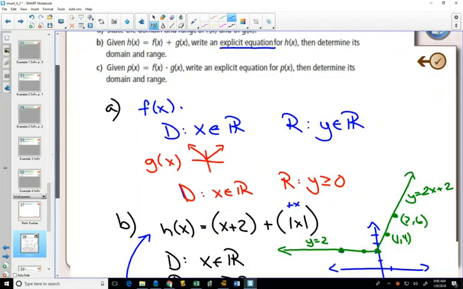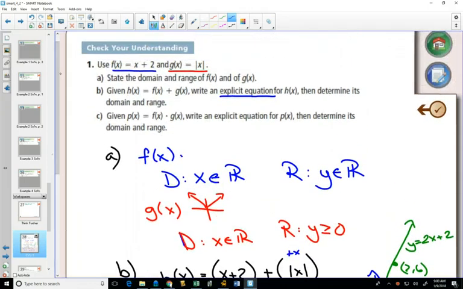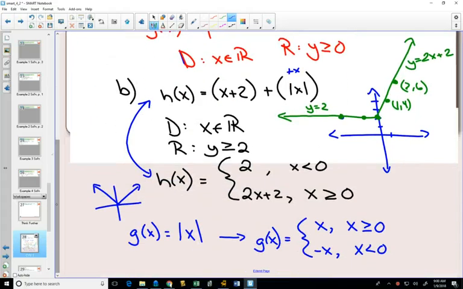So g of x is originally our red graph. It's equal to the absolute value of x. And here is the graph of it. I should do it in red because it was our red graph. There we go. That's the graph of g of x. And just like the graph of h of x, you could imagine that being two straight lines being pieced together. So we know that the equation for g of x is the absolute value of x.